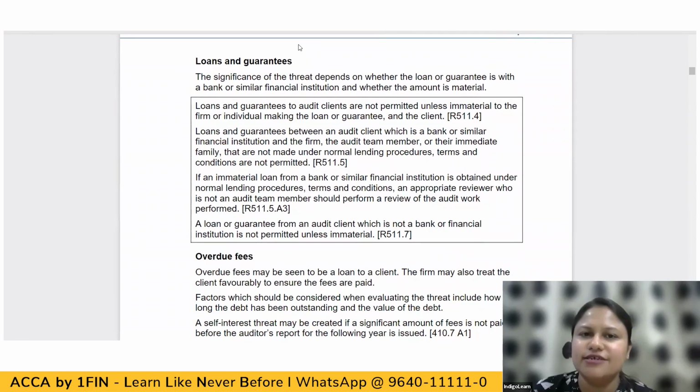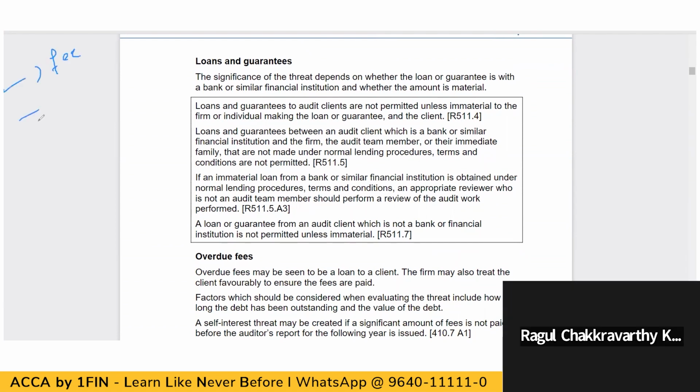Moving on to the next one. So how many points did we do now for self-interest? First was regarding fee dependency. Fee dependency. Then we saw something on gifts.